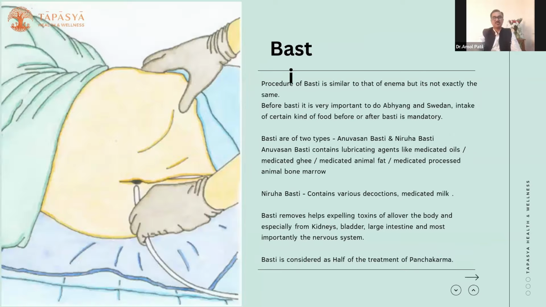But the most important thing is about Basti. Basti is known as half of the treatments. If Basti is kept on one side, all the other treatments like Vaman, Virechan, Nasya, Raktamokshan are on the other side. It has been given such importance because it can balance Vata, Pitta, and Kapha, all three. Whereas Vaman and Virechan are meant for Kapha and Pitta, not for Vata. But Basti can treat all three doshas.